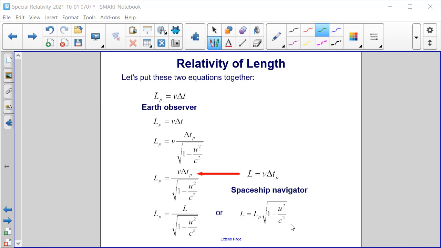So these equations are the same. One is just solved for the proper length, and the other is rearranged and solved for the length from the perspective of the spaceship navigator.